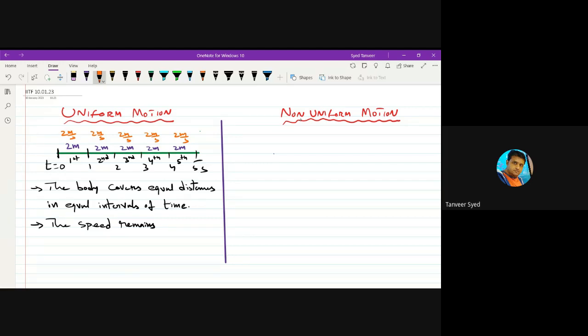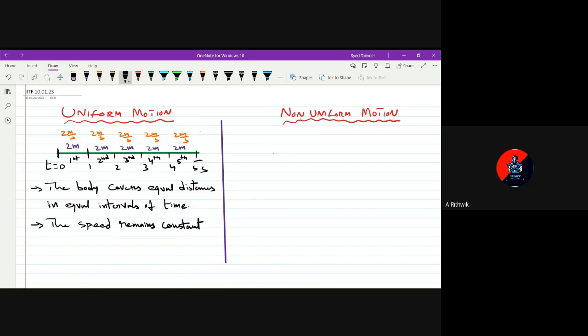Suppose if in first second it is 2 meter per second, in second second instead of 2, if it becomes 3 meter per second, then what will happen? The body will cover 3 meters in that particular second. Then equal distances will not be there. So point is, for this condition to be satisfied, the speed of the body should remain constant.